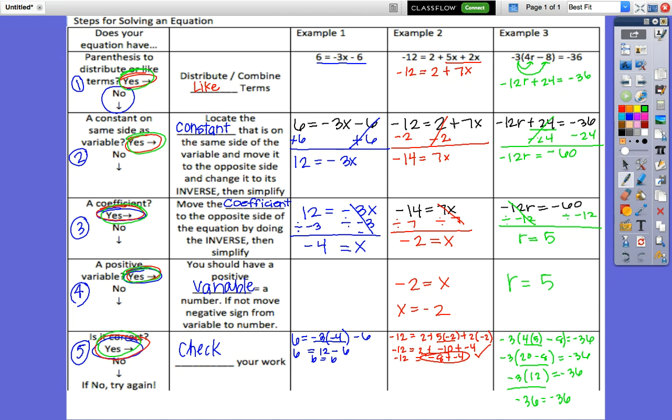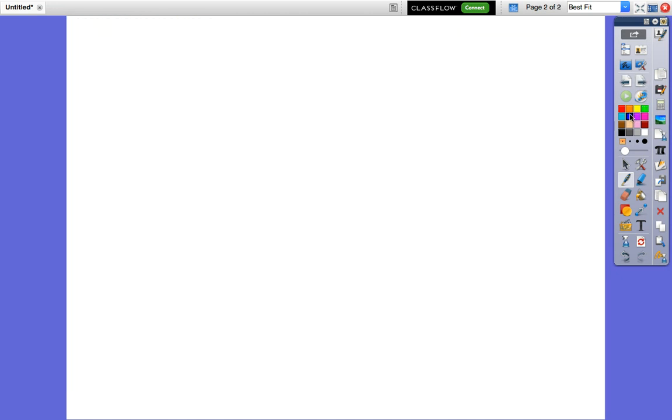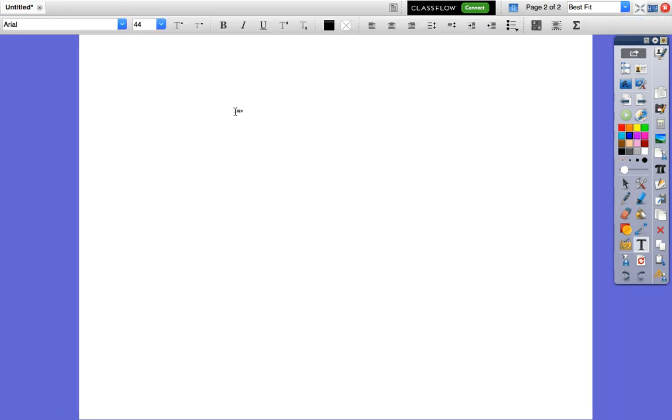So I really want you to use this flow chart when you're going through your notes. Now, I will show you a few more problems that's going to be on your solving equations practice problems. But first, I want you to look at the bottom of your guided notes, and it's got a few phrases or a few things that we need to know.